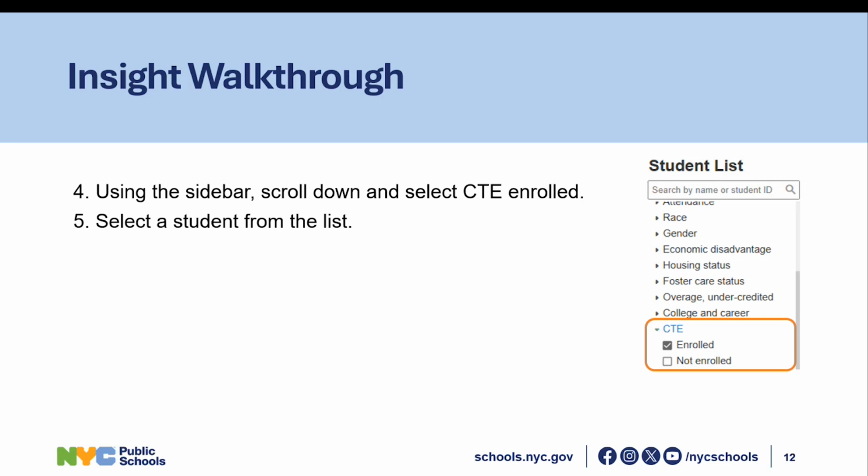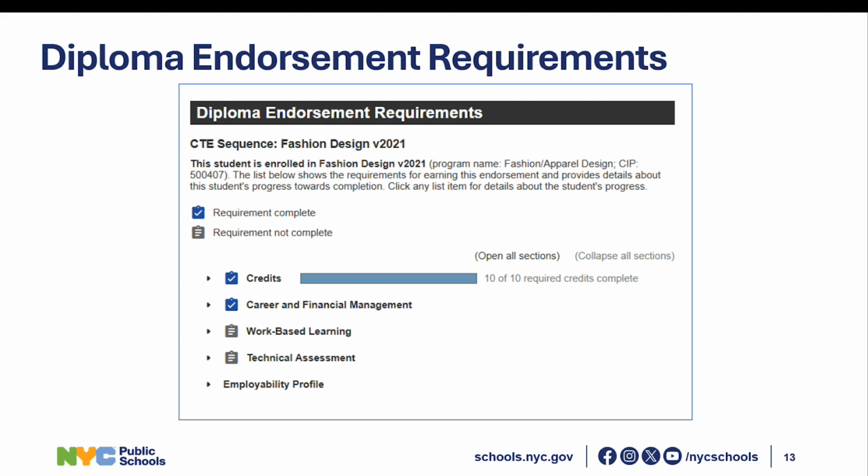Okay, so I'm just going to do a brief overview, a walkthrough of this section. When you click on your student and you scroll down, you will see this at the bottom of the page. It's called the Diploma Endorsement Requirement section, and specifically, it is focused on the CTE sequence. Right here, you can see a high-level overview of the requirement section. And at the top of this section, you'll be able to see the CTE sequence, also noted here.